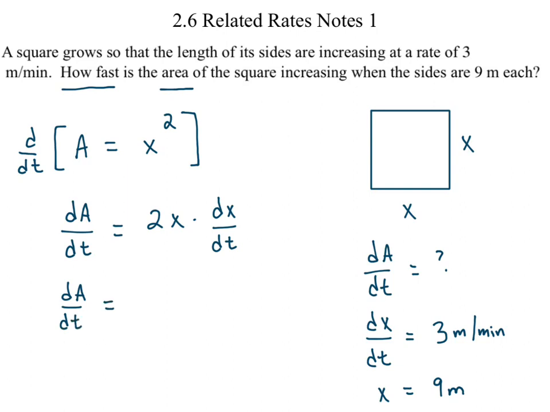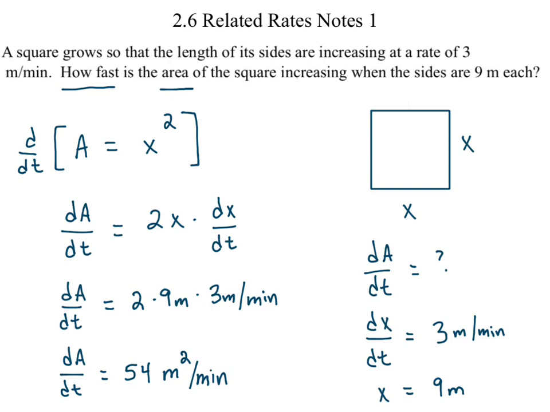So dA/dt will equal 2 times 9 meters. That's my fixed x. And then the dx/dt is my 3 meters per minute. So I'll plug that in, and I'll simplify. I'll multiply the 2, the 9, and the 3 together. So my dA/dt should equal 54, and then my units will be a meter on this one and a meter on this one. That's why it becomes meters squared, and then of course per minute. So that is my rate of change of my area. The area is increasing at a rate of 54 meters squared per minute. So that's the first one for a square.